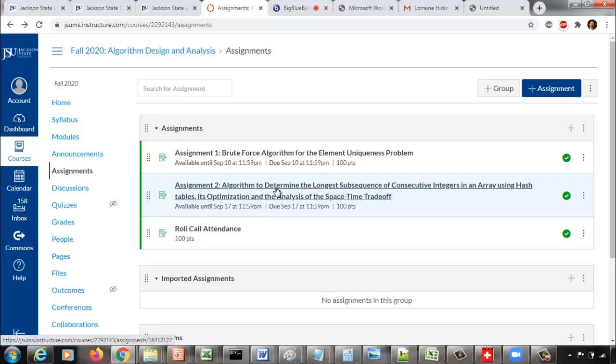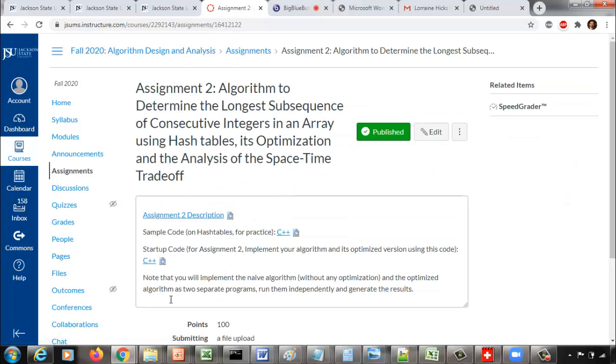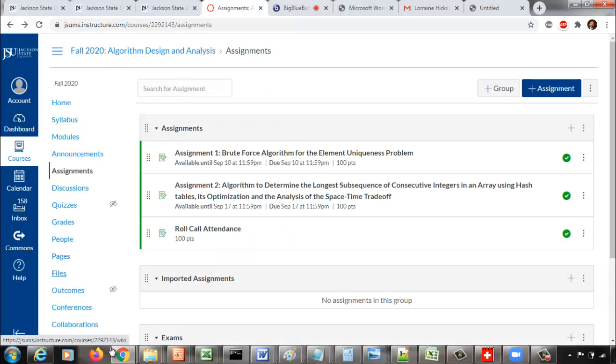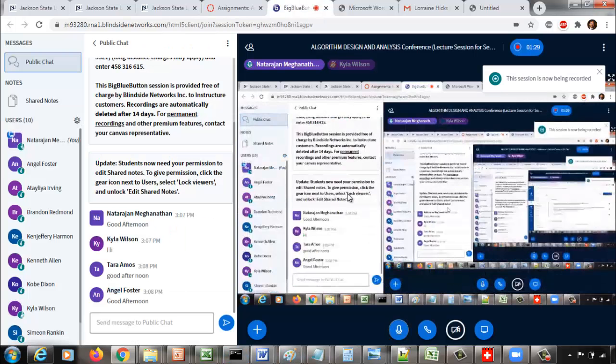So I posted some code already for assignment 2, so that should be good enough to get you working on that. Alright, so any question on these things? Yes.